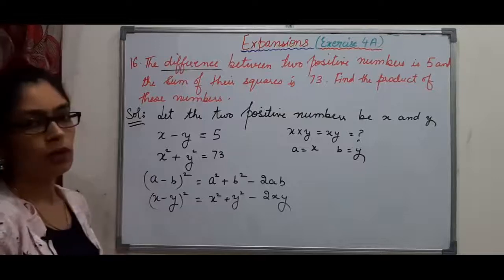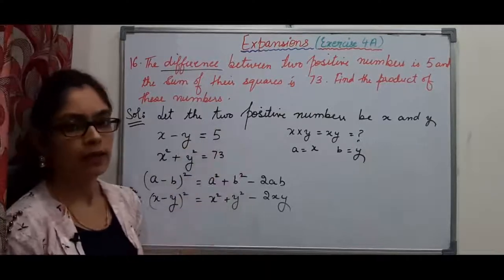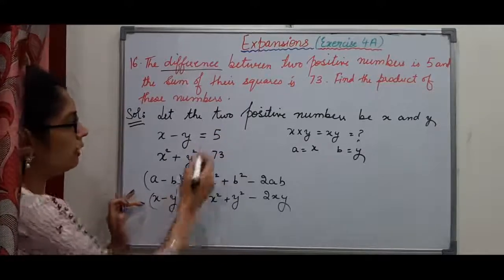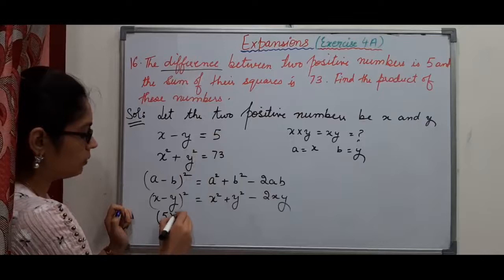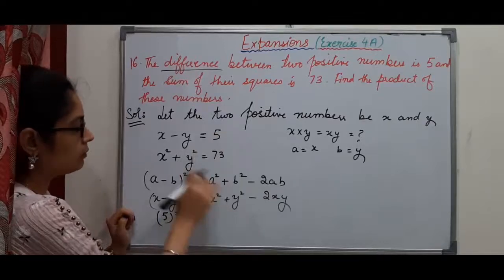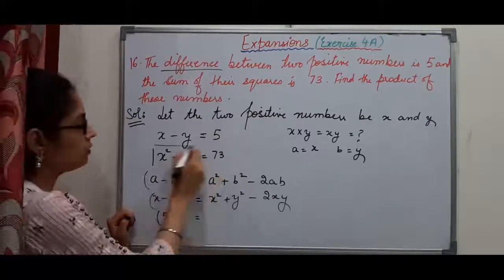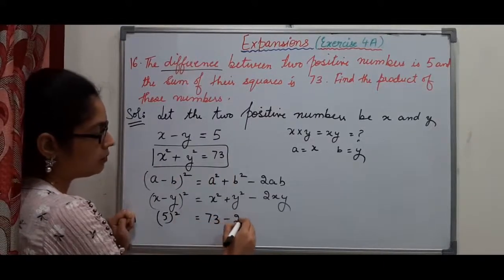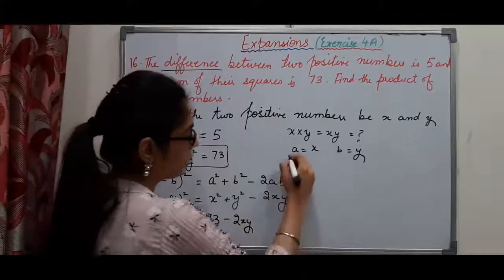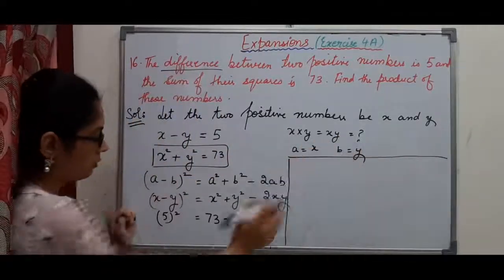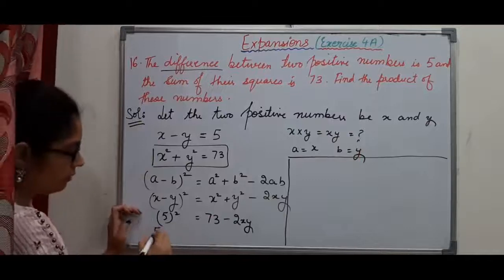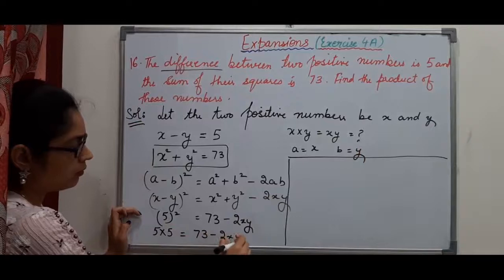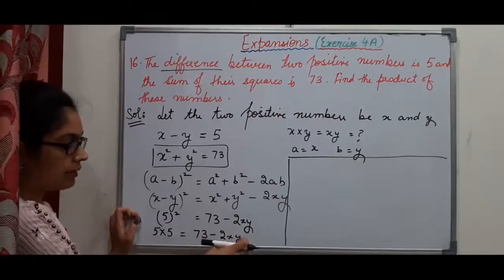Just I have substituted the values of a and b as x and y. So directly if you want, here also you can assume the numbers as a and b, no problem, but I have assumed them as x and y. So x minus y is 5, so I will write the value 5 square. X square plus y square is also given to us, so I will substitute its value here, 73 minus 2xy. So x into y only we have to find. So 5 square, 5 into 5, is equal to 73 minus 2 into x into y. So this xy we have to find.